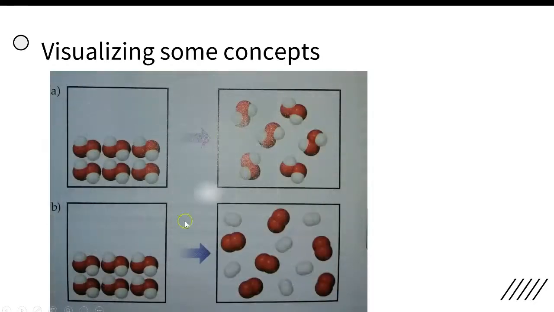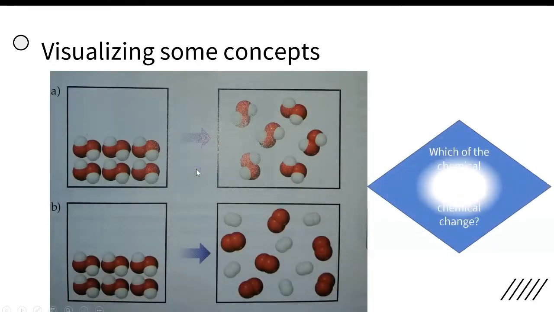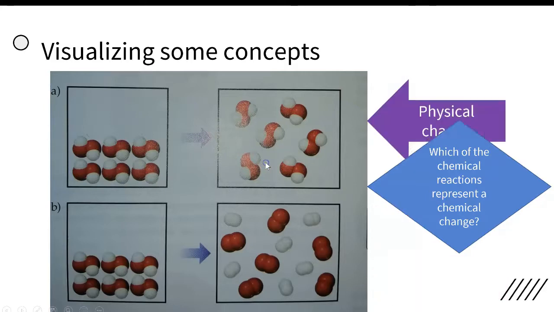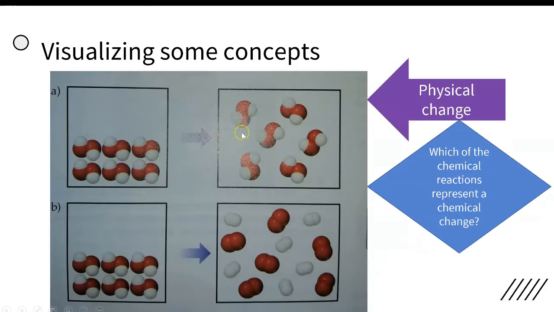Okay, now I want to visualize some concepts. For example, this is the question, this set of reactions. The question is which of the chemical reactions represents a chemical change. So pause the video and observe these 2 sets of diagrams and think which one is a chemical change and which one is a physical change. Now the answer to this question is that this one is a physical change. The A is a physical change.